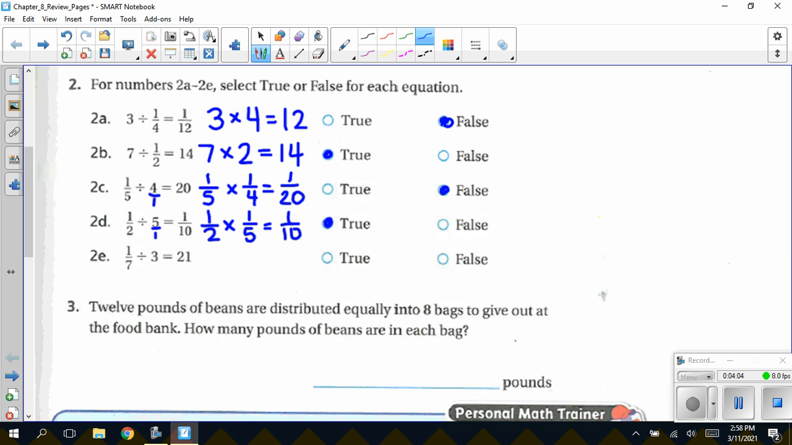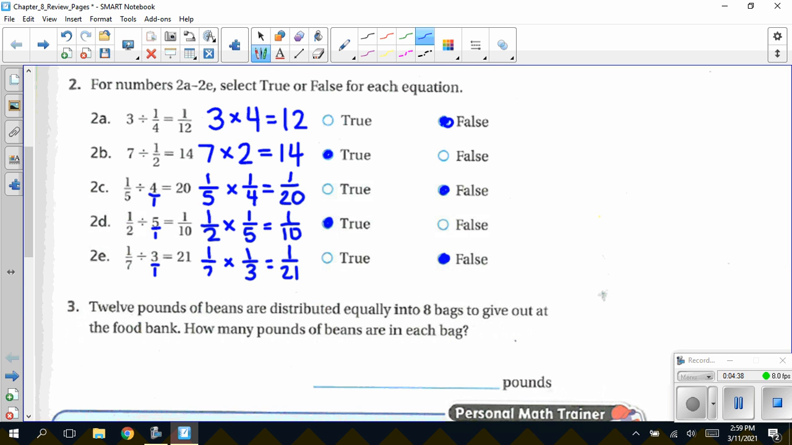And finally for E, 1/7 divided by 3, they say it equals 21. So my first number stays the same when I change it to the multiplication problem, times, I'm going to flip the second number, and remember that has a denominator of 1, so when I flip it, I now have 1/3. And when I multiply, I have 1/21st for my final answer. And my answer does not match theirs, so that one is false.